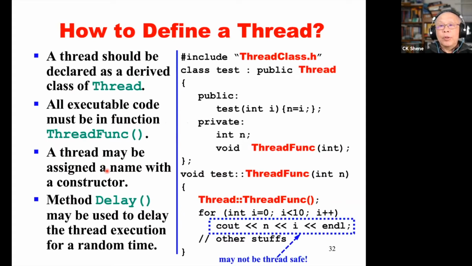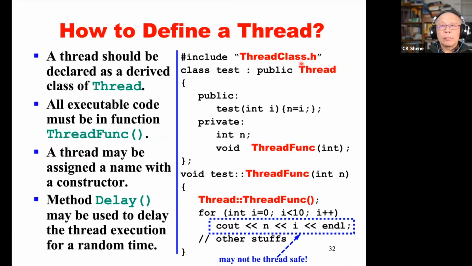Now, we need first to learn how to define a thread. In ThreadMentor, there is a base class named Thread. So when you want to define a thread for your own purpose, you simply inherit the public section of the base class Thread in your derived class. However, to use the Thread class, you need to include ThreadClass.h.